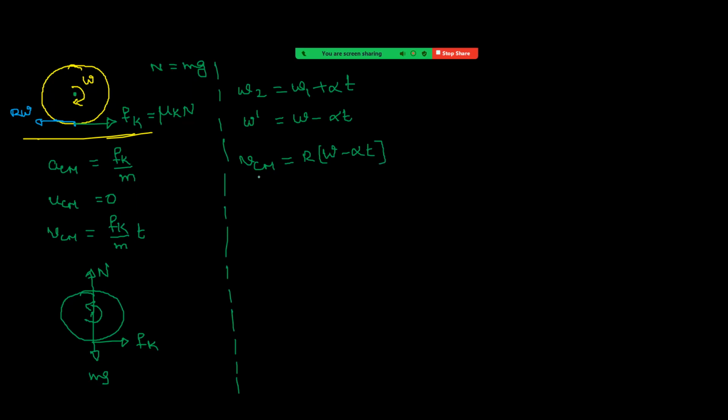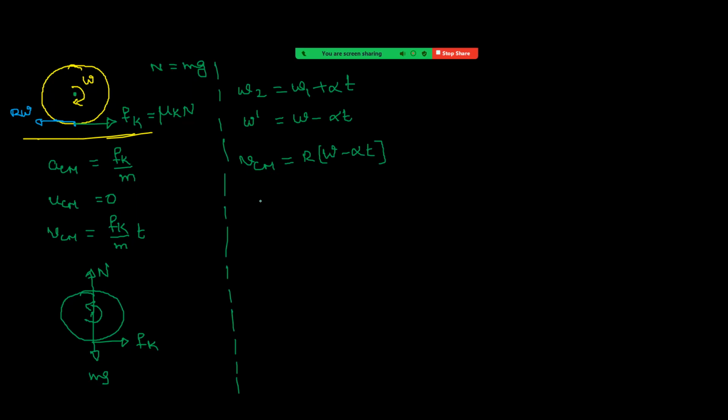Okay. This is now the condition for rolling without slipping, because it is now rolling on the ground. That's why VCM equals R omega. So VCM is Fk by M into T. What is the alpha value? See carefully.